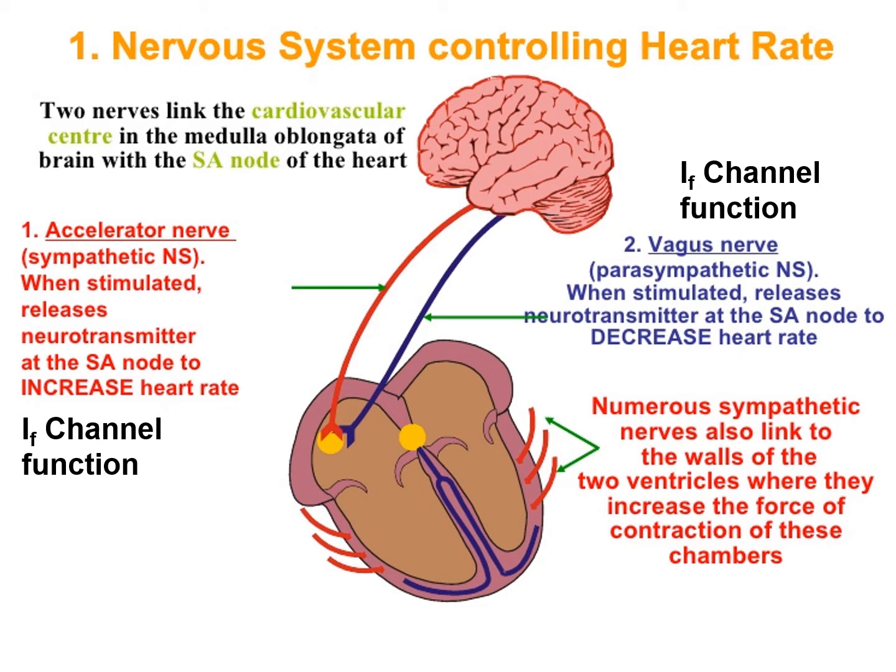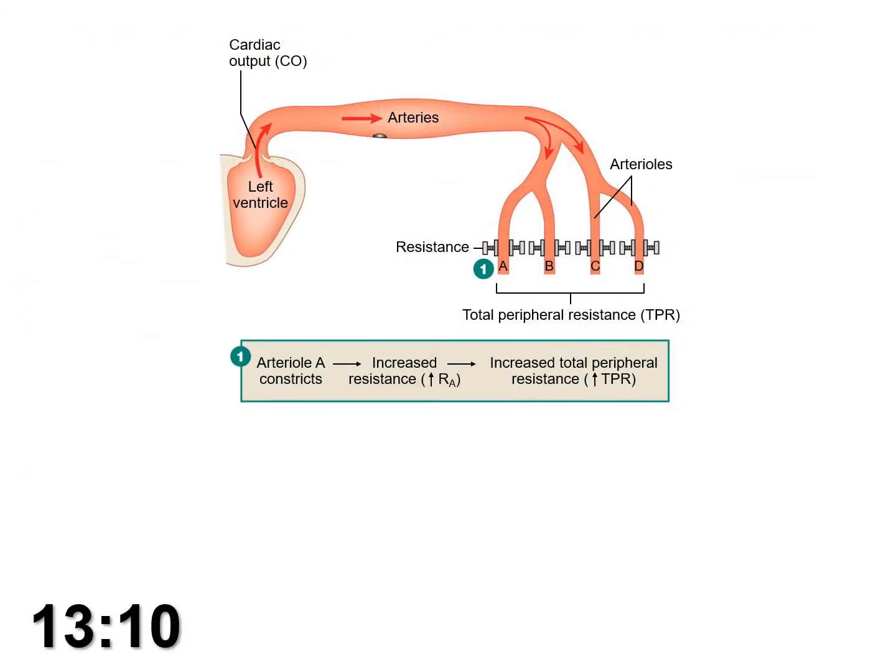But the key signal for our purposes is funny current, I sub F channels. That's our mechanism for cardiac output this time around. So a little bit of review here, again, playing out some of the scenarios. Cardiac output is the heart rate times the volume that's injected every time the heart squeezes.